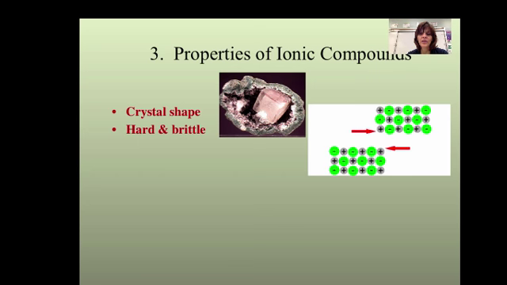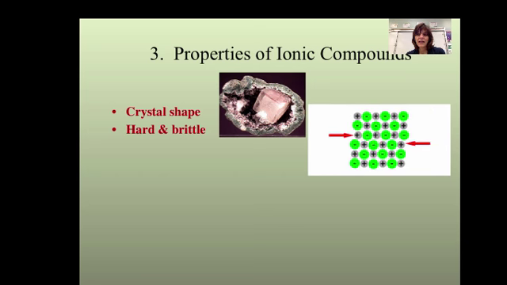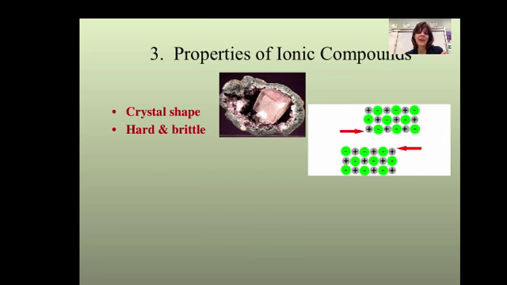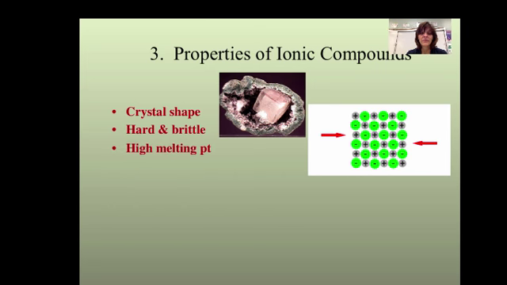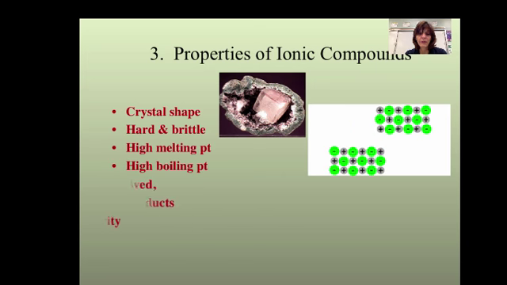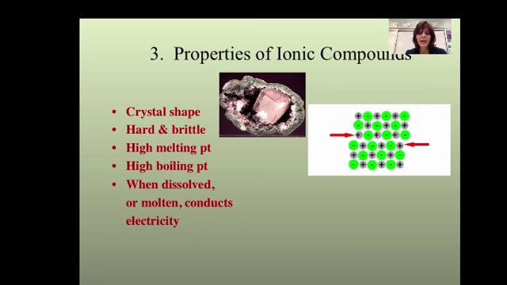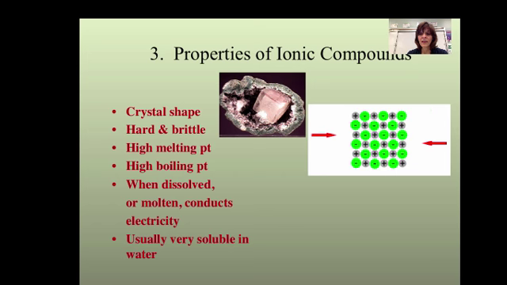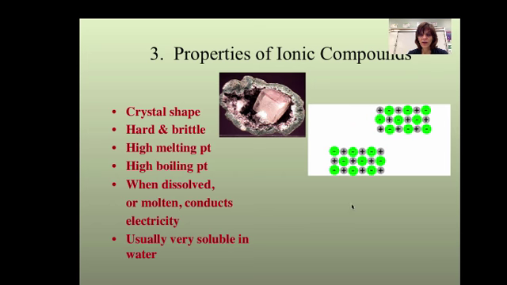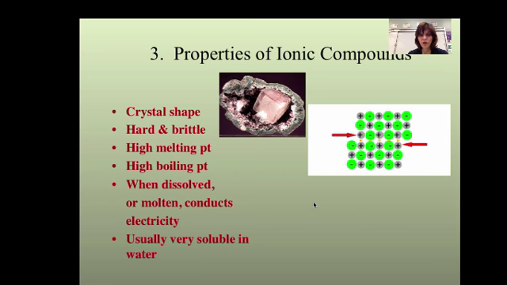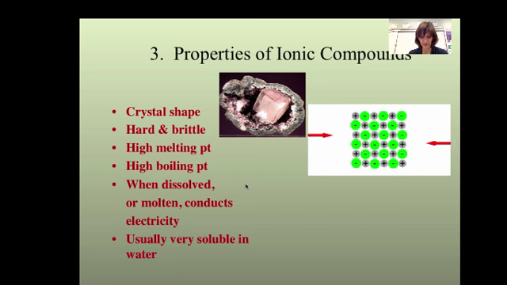Notice how when you stress a salt crystal, you're going to end up with cations next to cations and anions next to anions, and then they will repel and shatter. So one of the properties of ionic compounds is that they shatter. They have a very high melting point and boiling point. And when they are dissolved or molten, they can conduct electricity because those ions are free moving in water. And if you have free moving charged particles, they'll conduct electricity.